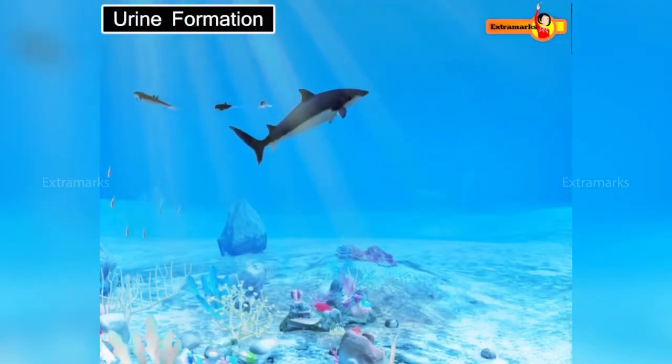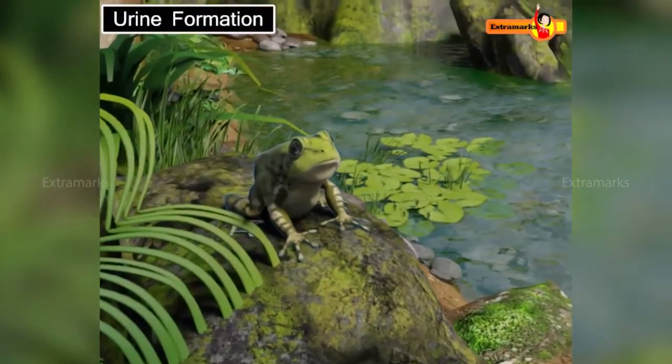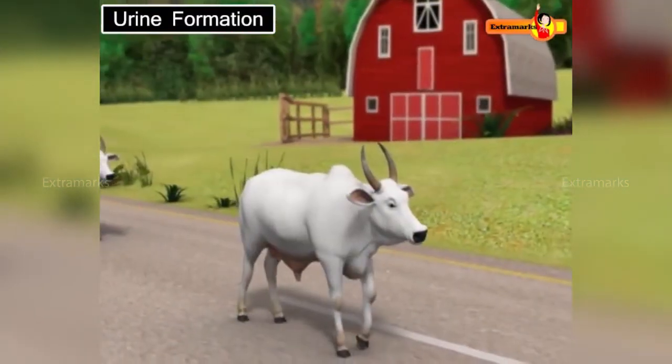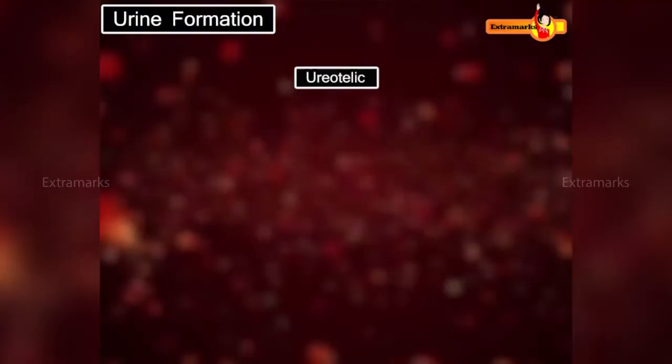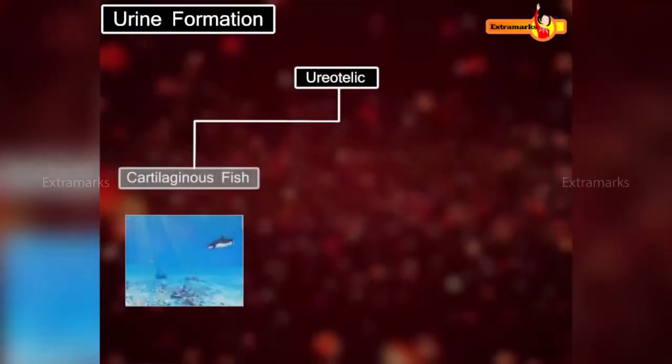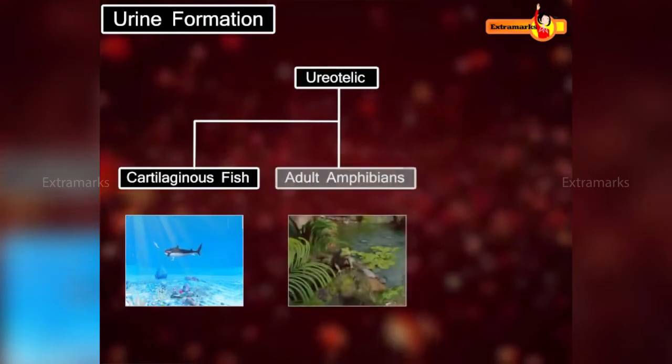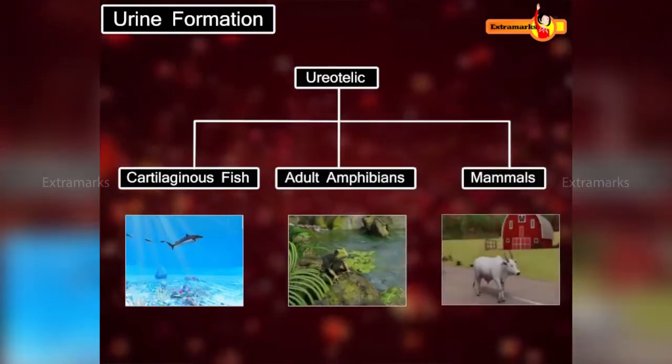Animals that excrete nitrogenous wastes in the form of urea are called ureotelic organisms. These animals include cartilaginous fish, adult amphibians, and mammals.